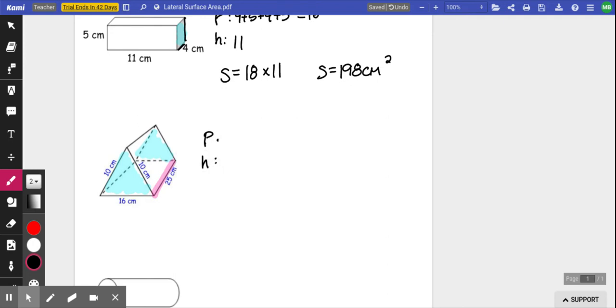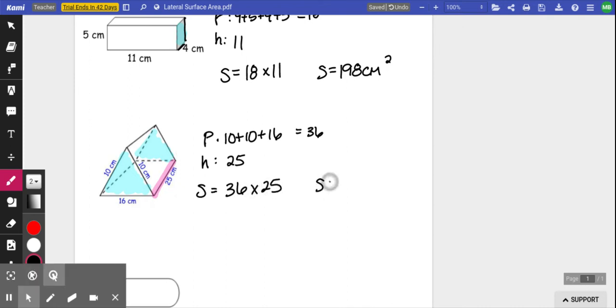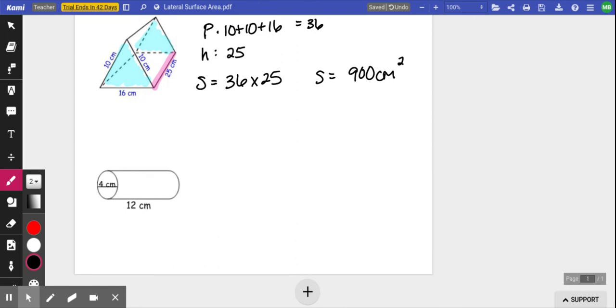The perimeter is the distance around the triangle. So I have 10 plus 10 plus 16, which gives me 36. The distance between the bases is 25. So then plugging that into my formula, 36 centimeters times 25 centimeters, I have a lateral surface area of 900 centimeters squared.